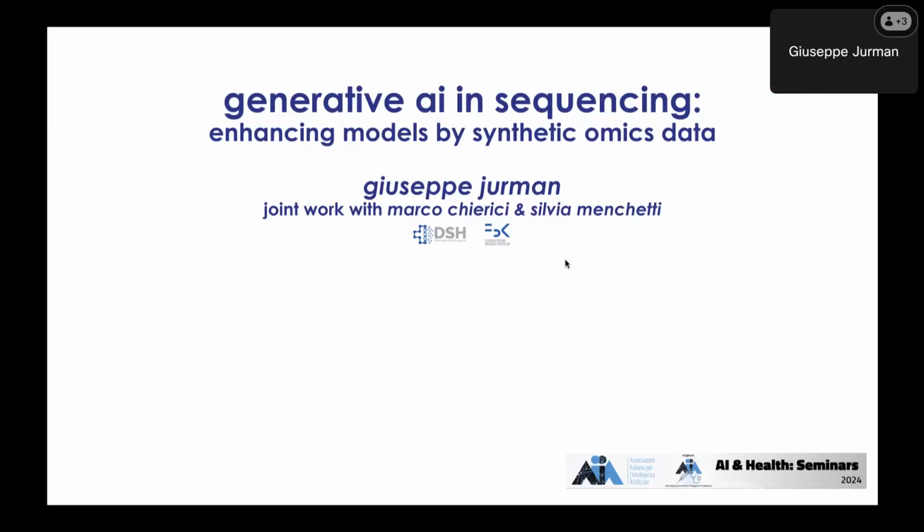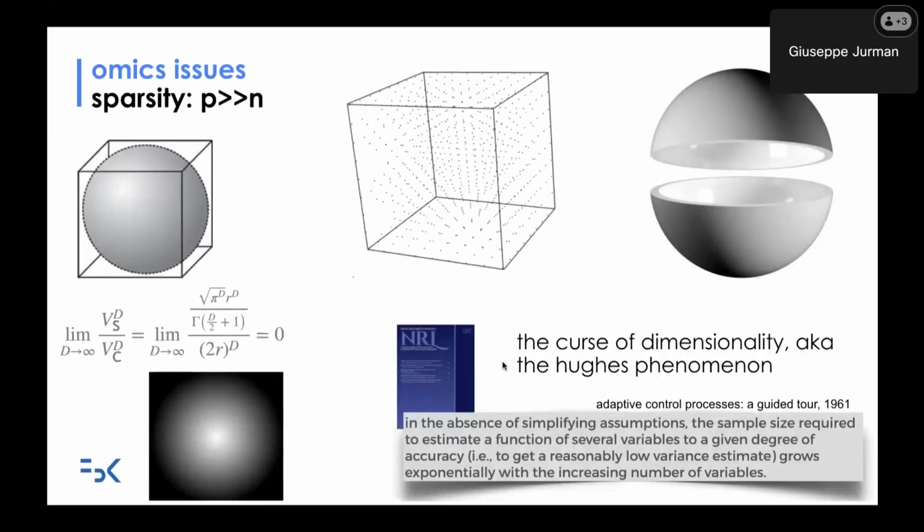Okay, today we will have a brief overview about an application of generative artificial intelligence in data science for health, namely how to use generative models for constructing sequencing data. First of all, let's start with an overview about what are the main issues regarding sequencing data, omics data.